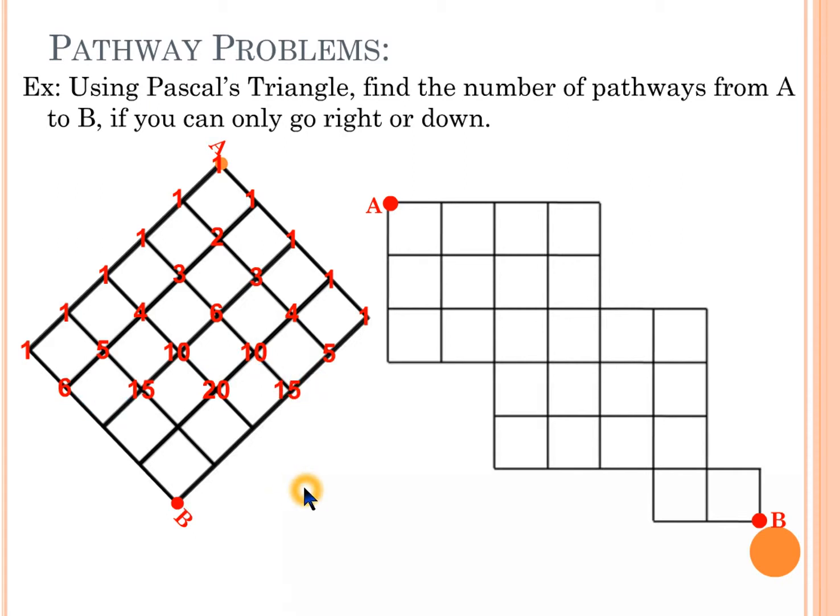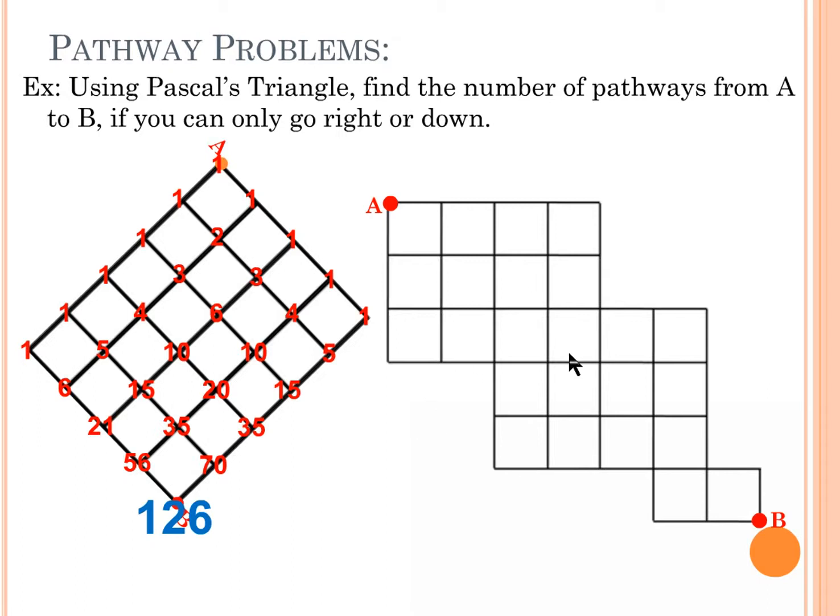And we just continue the pattern there. There's going to be 21. That's going to be 35, and that's going to be 35. 21 plus 35 will be 56. 35 plus 35 is 70. And finally, to get to the final point B, we do 56 plus 70, and that's going to give you 126 ways from A to B. All right, so Pascal's triangle is definitely useful for pathway problems.